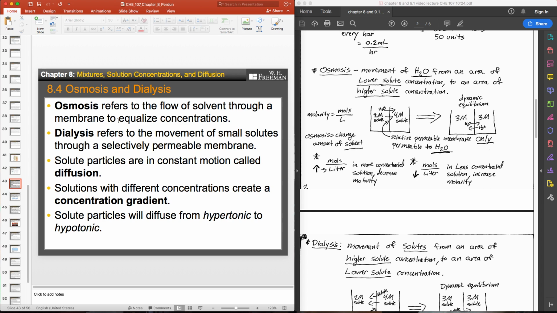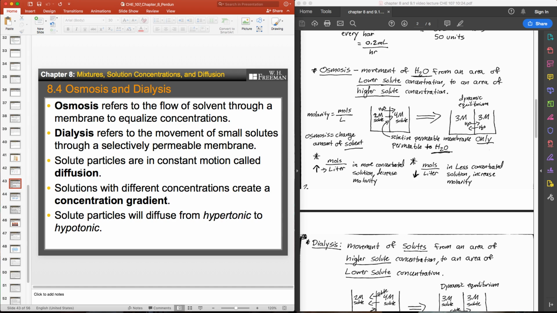Osmosis is the flow of solvent through a membrane to equalize concentrations. Dialysis is the movement of solutes through a selective permeable membrane. The same goal, to equalize the concentrations on both sides. So solute particles are in constant motion called diffusion. Diffusion is really just the movement of that solute particle from one side of that selective permeable membrane to the other. So diffusion is referring to the movement of something through a selective permeable membrane. And then solutions with different concentrations on each side of that selective permeable membrane create what we call a concentration gradient.